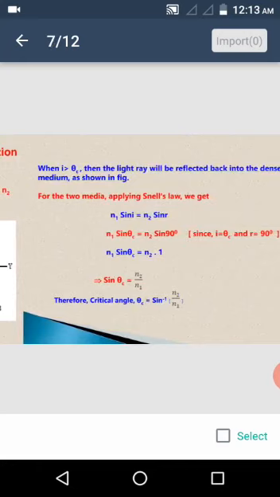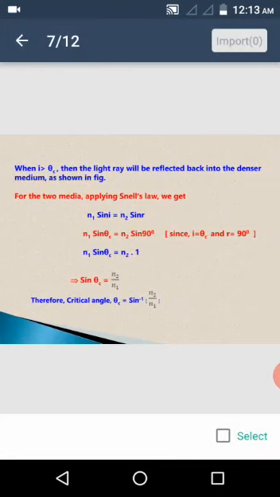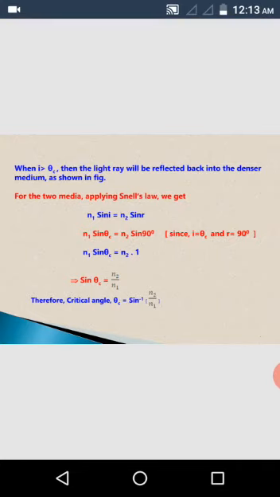In this case, apply Snell's law at the boundary of two media, then we will get, I think we know what is Snell's law. Sin I by sin R is equal to N2 by N1.